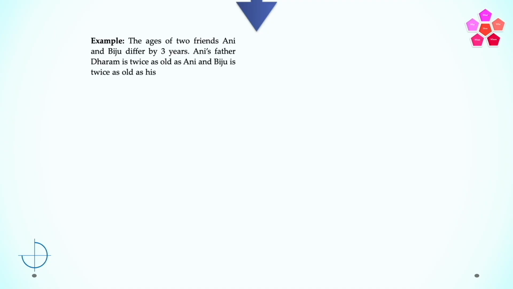Let's take an example. The ages of two friends, Ani and Biju, differ by 3 years. Ani's father, Dharam, is twice as old as Ani and Biju is twice as old as his sister Kathy. The ages of Kathy and Dharam differ by 30 years. Find the ages of Ani and Biju. Let's start with the solution.